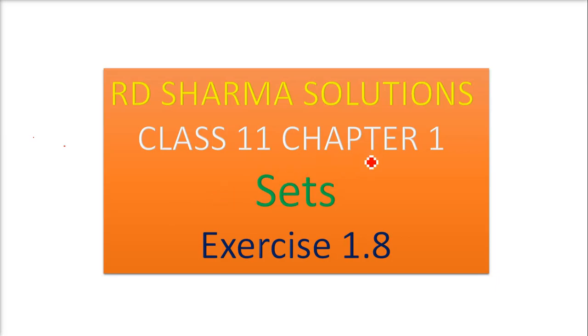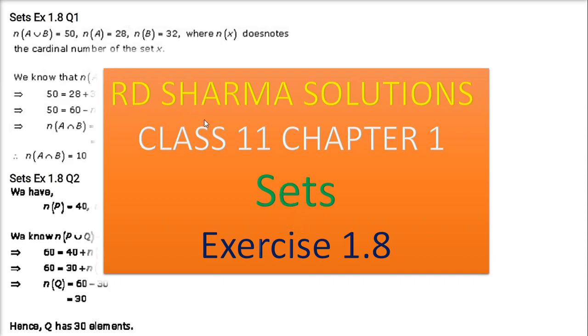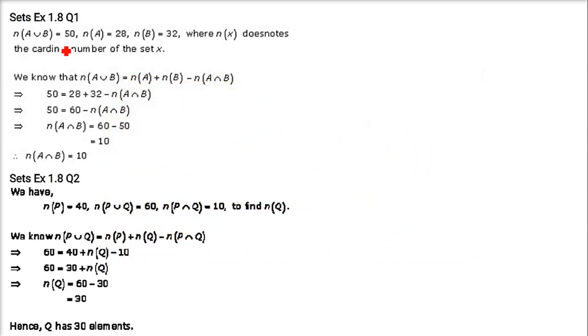We are taking R.D. Sharma Solutions, Class 11, Chapter 1, Sets, Exercise 1.8. The first question is: if A and B are two sets such that n(A union B) is 50, n(A) is 28, n(B) is 32, find n(A intersection B).